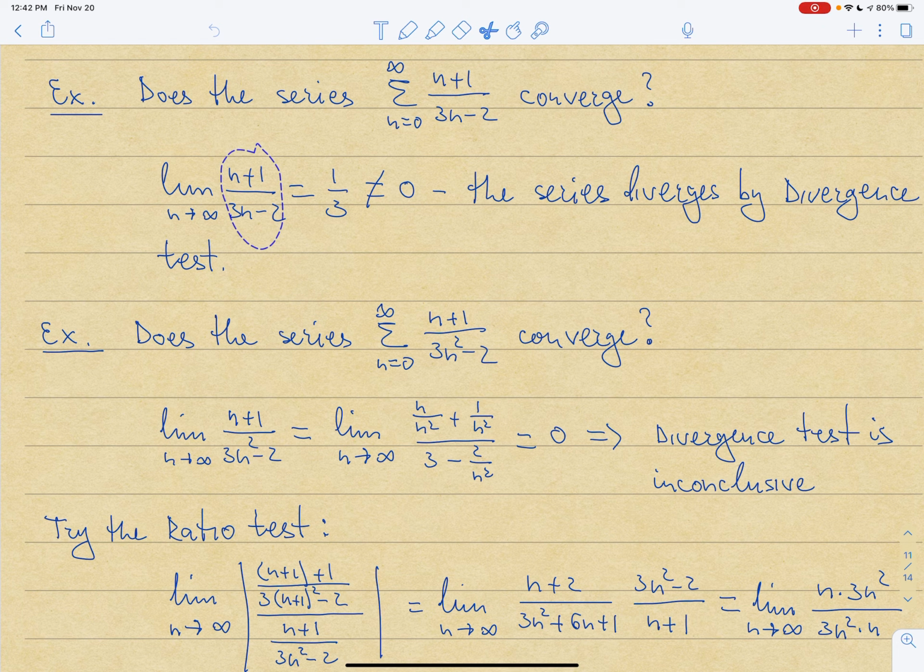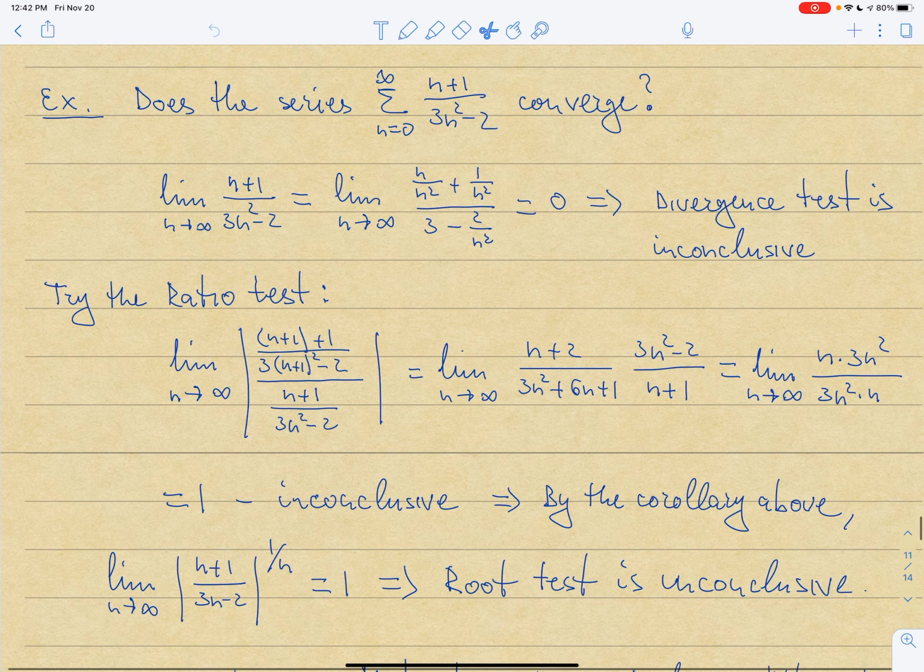You cancel n, you get 1/3, so the limit must be 1/3. 1/3 is not equal to 0, so it means that the series diverges by the divergence test. One other way to think about it is that if the limit of a sequence in this case is going to be 1/3, that means that eventually in the tail of my sequence, I'm going to keep adding 1/3 to itself infinitely many times, and that means that the series diverges to infinity.